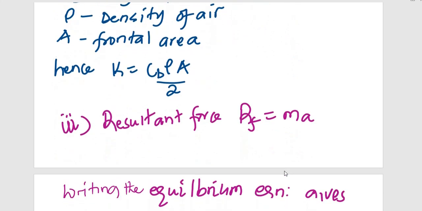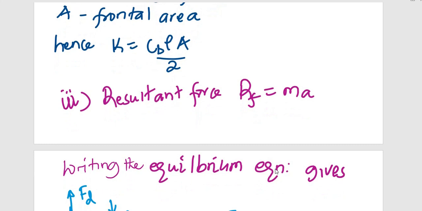Now it means that the constant k is equal to Cd rho A divided by 2, which is the coefficient of drag times the density times the area divided by 2. Let us assume it to be equal to k, because none of these values are going to change. This is a constant, this is a constant, that one is a constant.